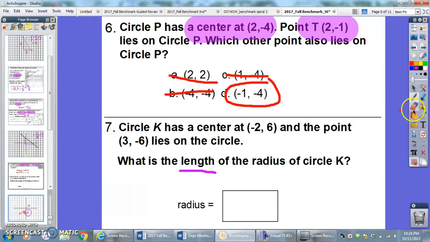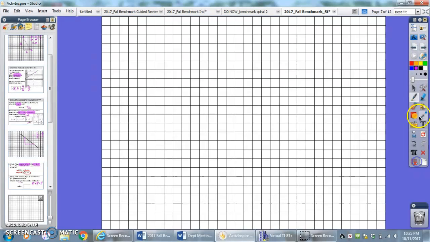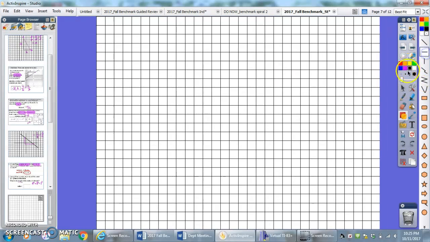I know the formula is a squared plus b squared equals c squared. Again, that formula is on my formula sheet, so I want to make sure that I remember how to use it. Alright, so I'm going to have to graph these points. So I'm going to go ahead and get a piece of graph paper, draw my x and y axis.